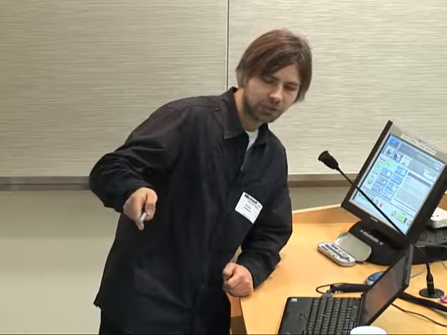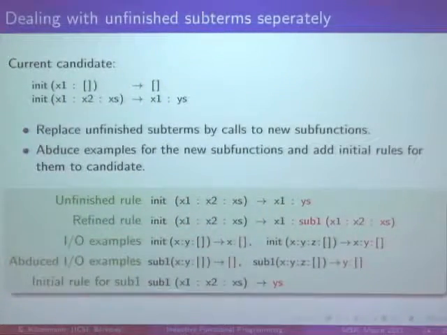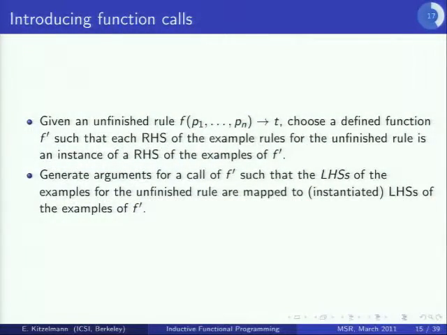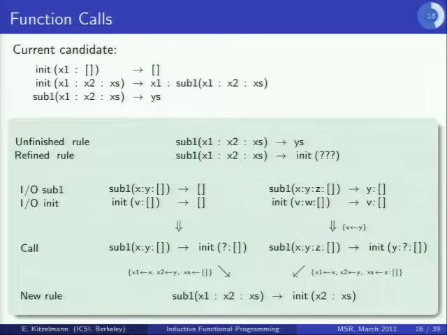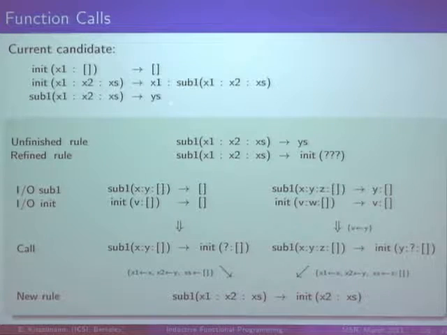Okay, then as the first step to induce the function for the subfunction, we just again compute the initial rule based on these two examples. Okay, resulting in this rule, which again is unfinished. So now we have this candidate here: two rules for init with the call of the subfunction, and the subfunction with the initial rule that is unfinished.